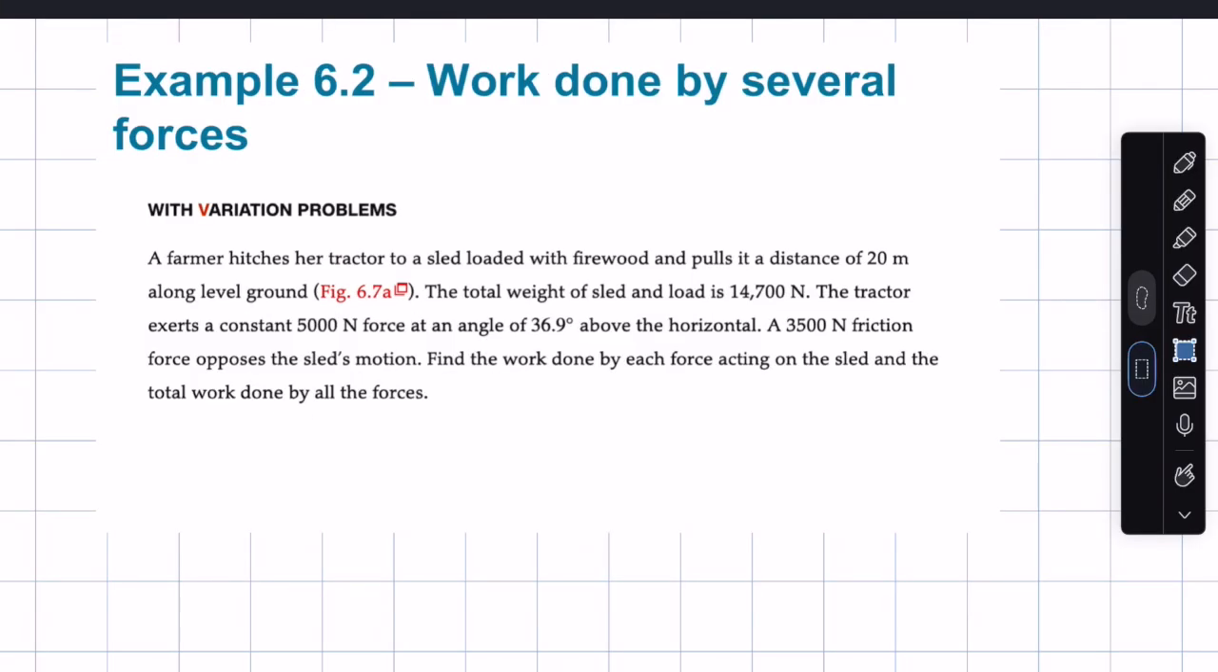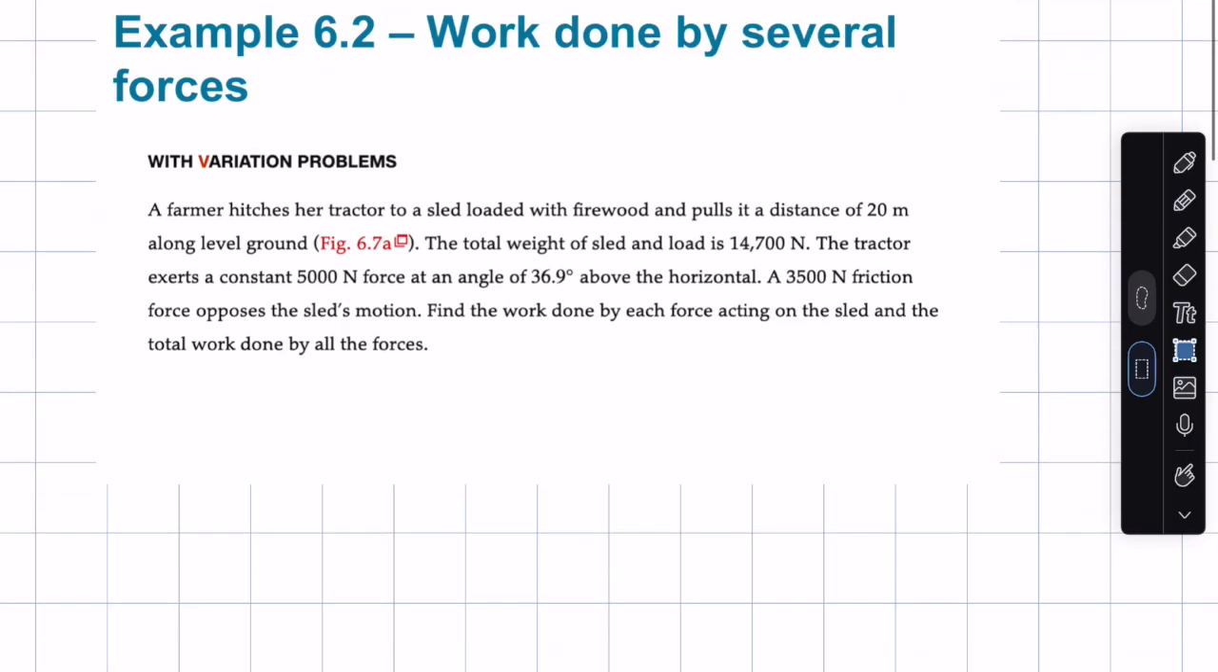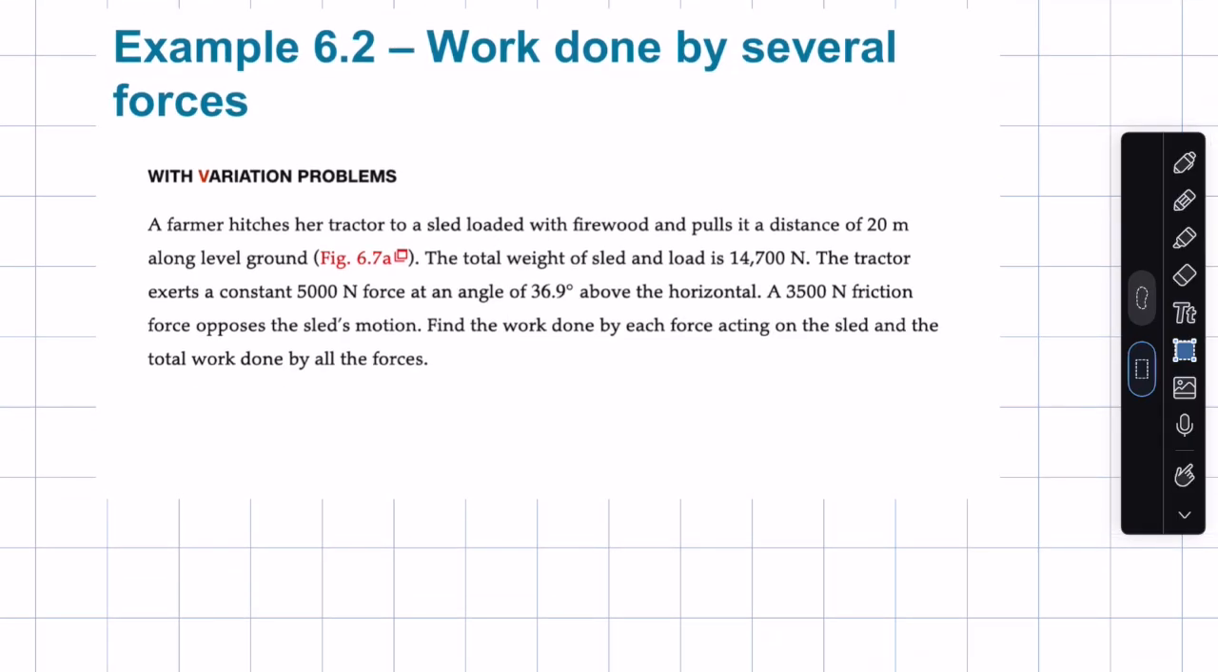So let's do this example where we're going to take a look at the work done by a couple of different forces. Some will be negative, some will be zero. And then we'll take a look at the two ways we can find the total work done. So in this situation, we have a farmer driving a tractor and it's attached to a sled loaded with firewood. The sled is pulled a distance of 20 meters along a level ground. The weight of the sled is 14,700 newtons and the tractor exerts a constant force at an angle. There's also a friction force that's opposing the sled.